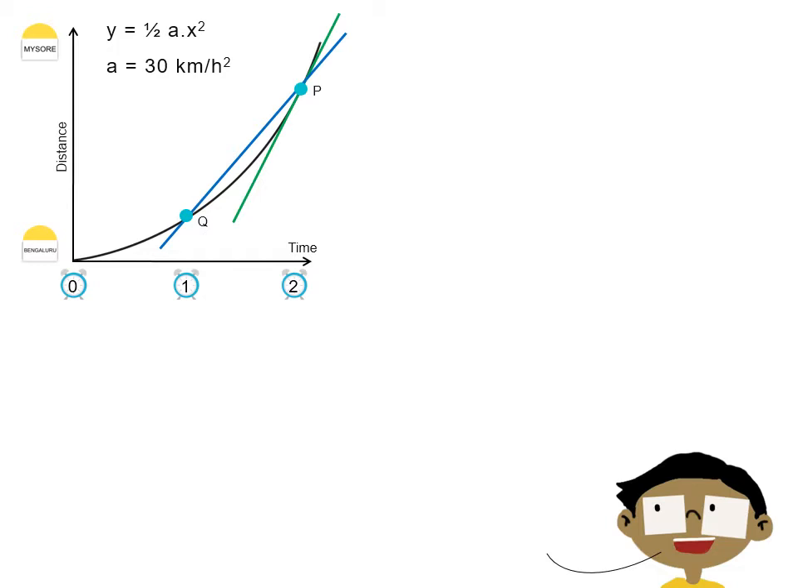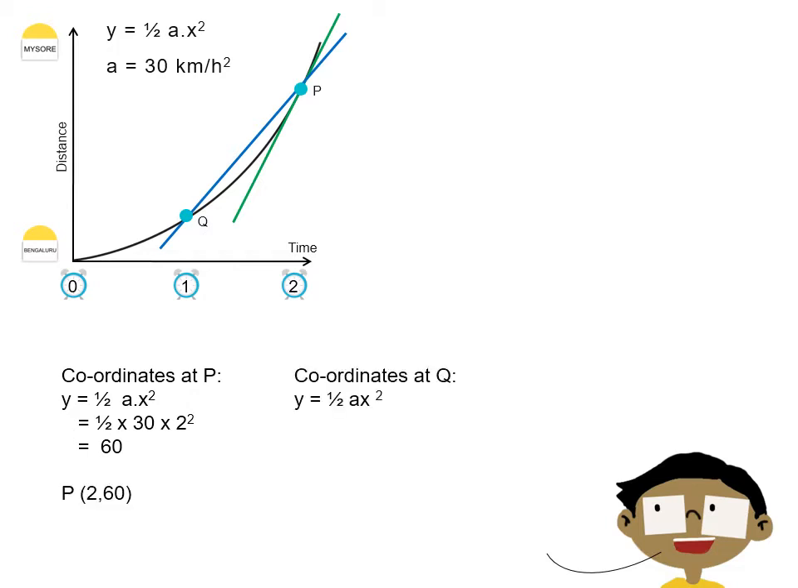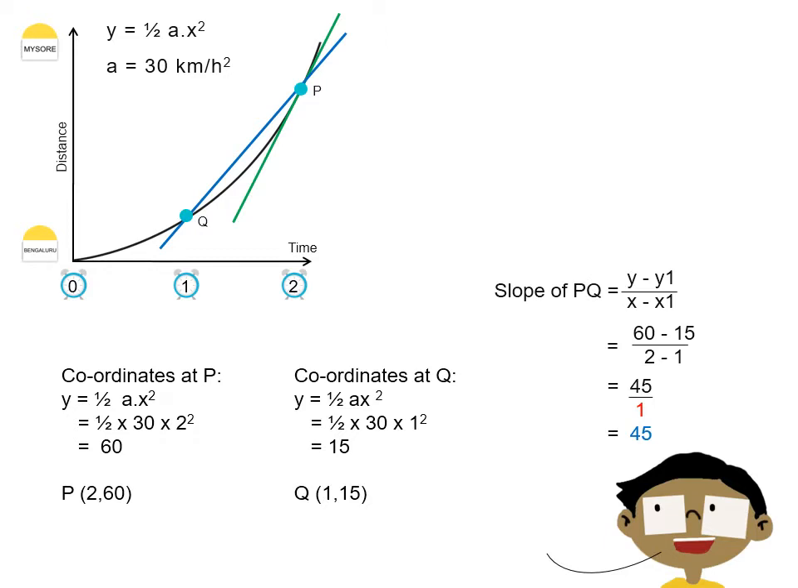So first we need to work out the coordinates at P. You can see the math is pretty simple. Just have to put in x. We know that x is 2 and you get the coordinates at P. To work out the coordinates at Q, you put x as 1, you get the coordinates at Q. And once you put these values into the slope equation, you get the slope to be 45, of which delta x is 1.